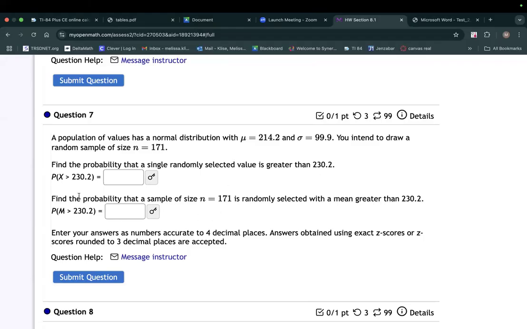Now the second one, notice this one does have a sample size. Since this has a sample size, you're going to use the new standard deviation with your normal CDF. So the top one is the original standard deviation, the population one, and the bottom one is the new standard deviation.